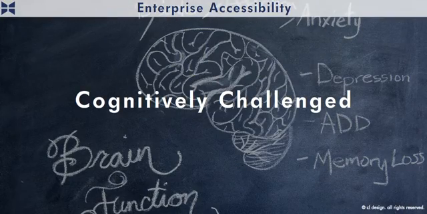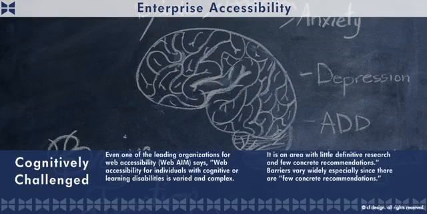Cognitively challenged. Even one of the leading organizations for web accessibility, WebAIM, says web accessibility for individuals with cognitive or learning disabilities is varied and complex. It is an area with little definitive research and few concrete recommendations. Barriers vary widely, especially since there are few concrete recommendations.